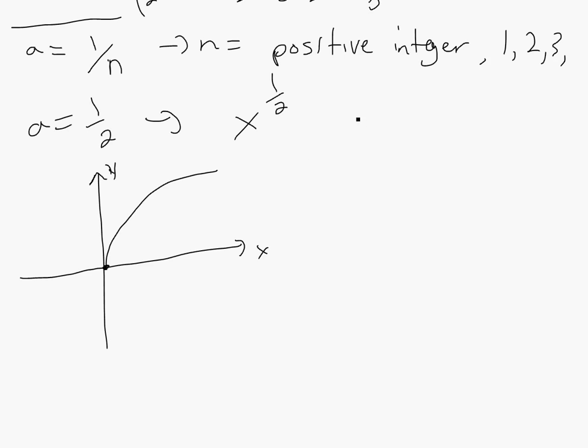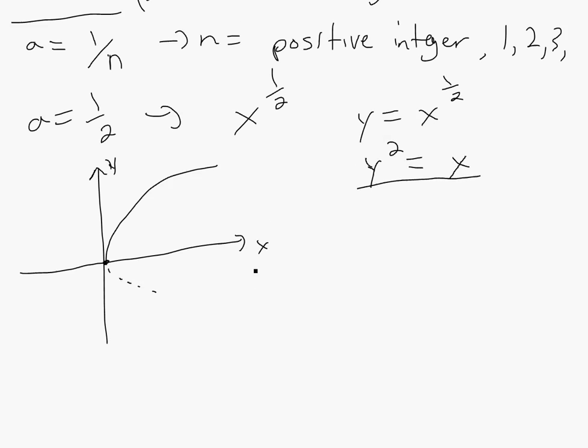And that's because if you have y equals x to the 1/2, and you square both sides, you'll have y squared equals x. So basically we're just graphing the positive side of this equation. As you see, the parabola here, this would be a parabola here if you were to look at it this way and graph x and whatnot.